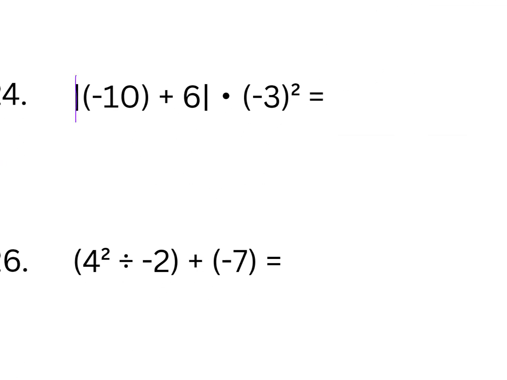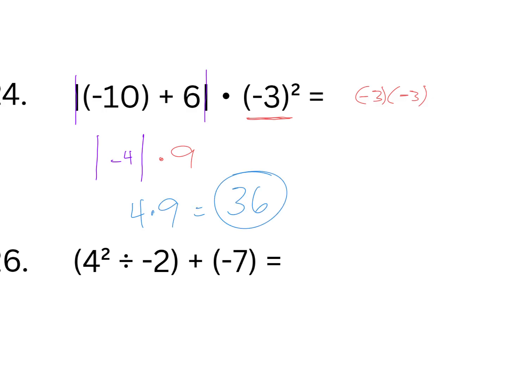The absolute value of negative 10 plus 6. Remember, these are kind of like parentheses, so we can go ahead and do this since parentheses are first. So now we have the absolute value of negative 4. Then times, well, we have exponents, so that's negative 3. It's not like negative 3, it is negative 3 times negative 3, that's 9. We're going to take the absolute value, that's 4.